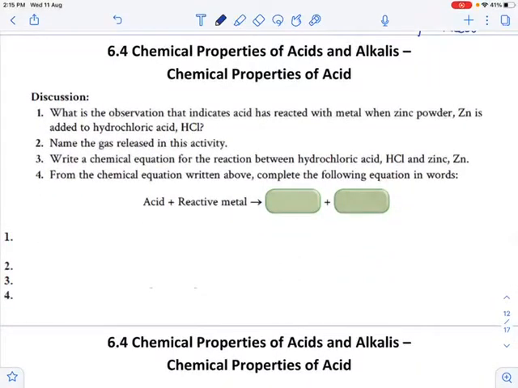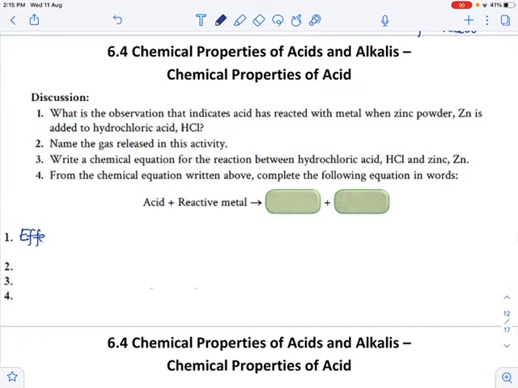Okay. So look at the discussion for this experiment. What is the observation that indicates acid has reacted with metal when zinc powder is added to hydrochloric acid? So bila kita masukkan zinc ke dalam acid, apa yang kita boleh nampak adalah ada bubbles gas yang produce, which is hydrogen gas. So effervescence occurs. Apa maksud effervescence ni? Adalah pembuakan.